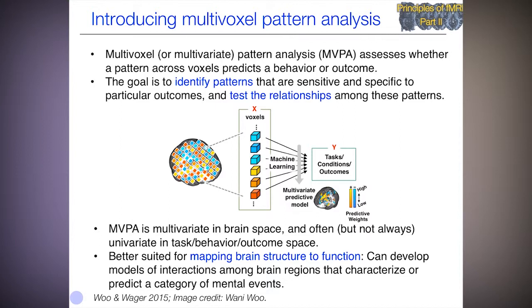And this kind of analysis, I would argue, is better suited for mapping brain structure to function. Why? Because we can develop models of interactions among brain regions that characterize a predicted category of mental events. It turns out that I don't know any single voxel in the brain that's really sensitive and specific to any particular category of mental events. So that approach is really limited, and this one is better suited to this mapping procedure.